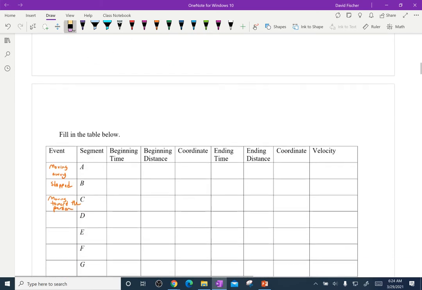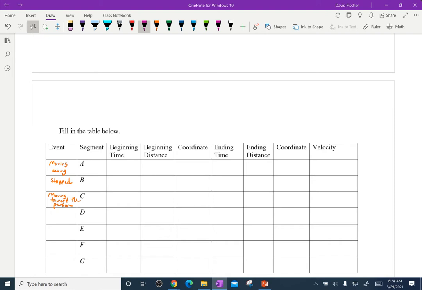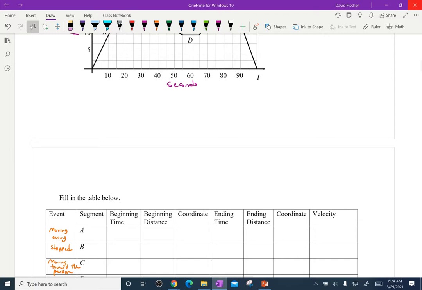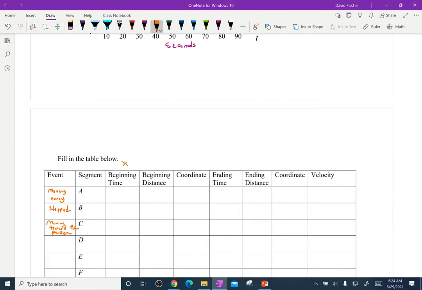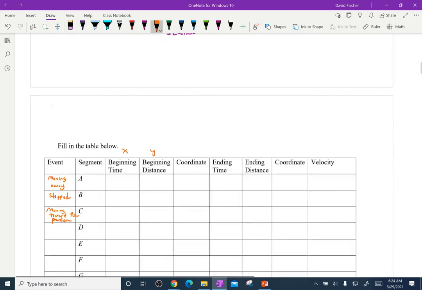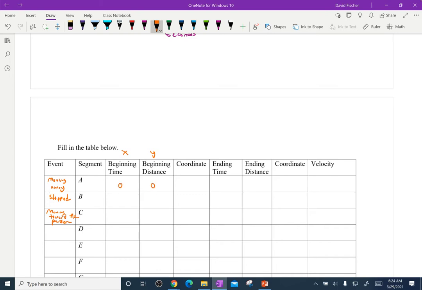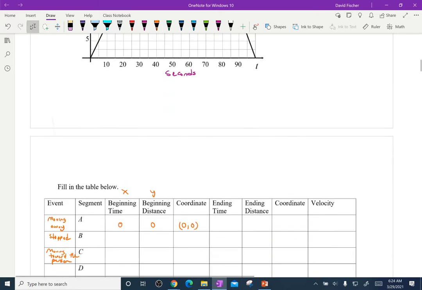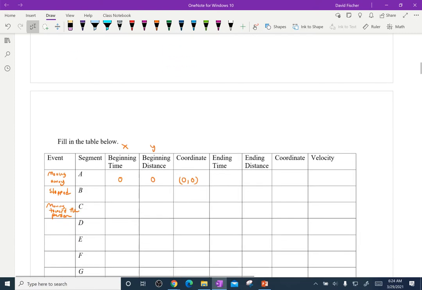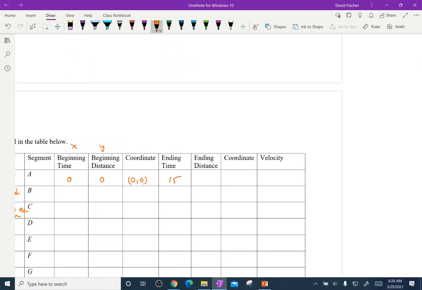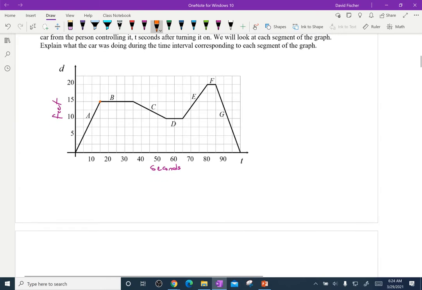Okay? So now we're going to start filling in this graph here with some vital information that we need. So if we're looking at just time segment A, we want to know what was the beginning time, because this is my x-axis, time, and then this is my y-axis. So my beginning time is 0, and my distance is 0. So as a coordinate, that would be called 0, 0. Okay, now the ending time for segment A, it looks like it's 15 seconds later is where that dot is. So it's right here. My ending point is right here.